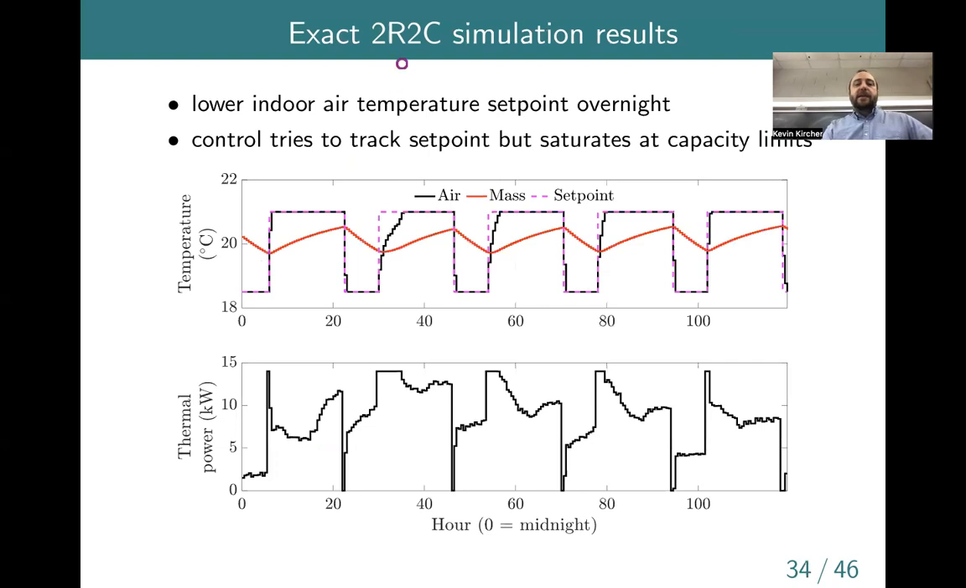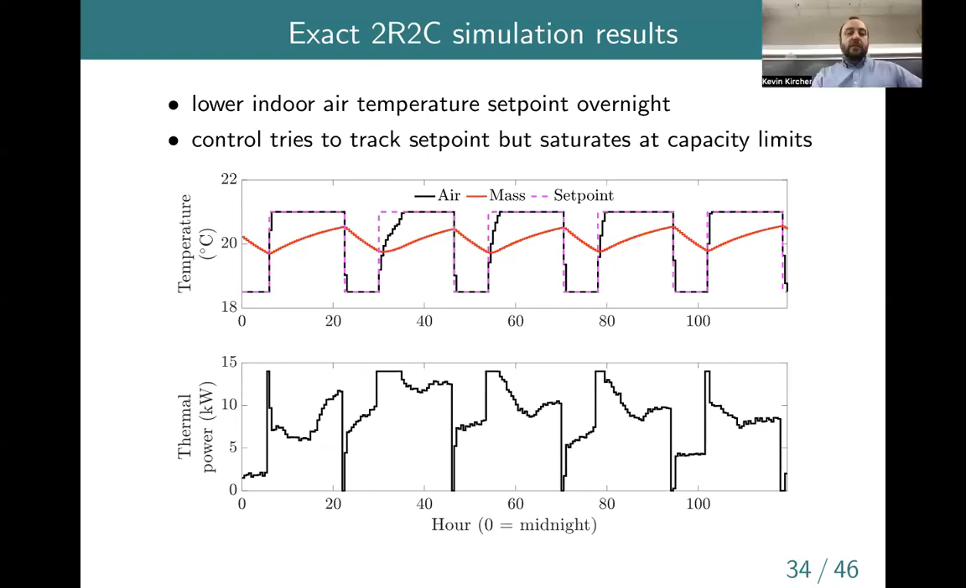Okay, so here's what the exact simulation results show for the full 2R2C model. I'm using the perfect set point tracking again, but with the recognition that a heating system for a house can't switch into cooling mode, so it can't go below zero, and it usually has a limited capacity, say 60,000 BTUs or 15 kW thermal or something like that. So that's what I'm simulating here.